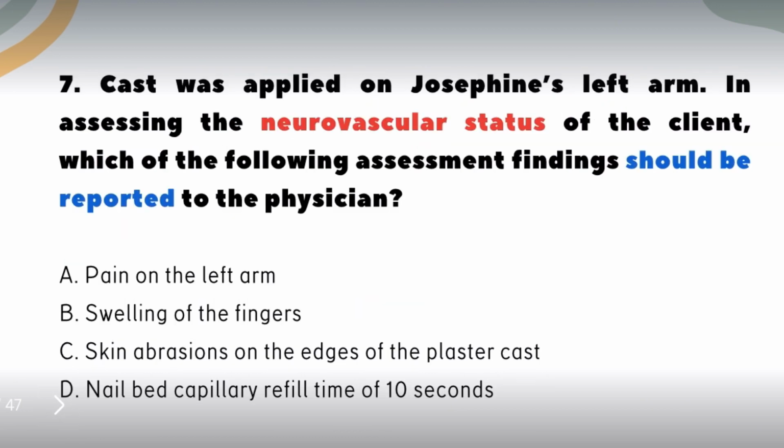7. Cast was applied on Josephine's left arm. In assessing the neurovascular status of the client, which of the following assessment findings should be reported to the physician? Neurovascular status. Paano daw natin malalaman, guys, kung nagba-blood flow pa ng tama or meron pang correct na blood flow na napupunta sa extremities ng client. So, alam niya na yan, guys. A, B, C, and D. Ang tamang sagot ay D.